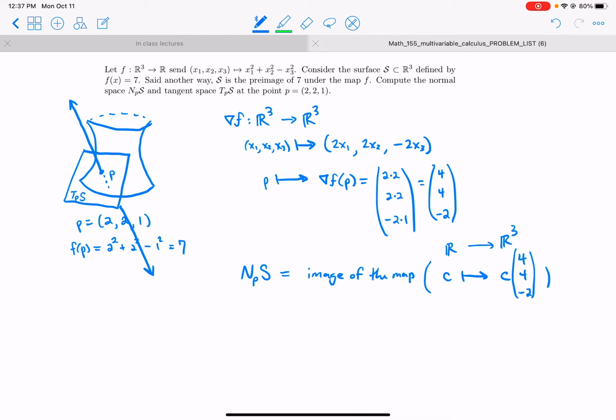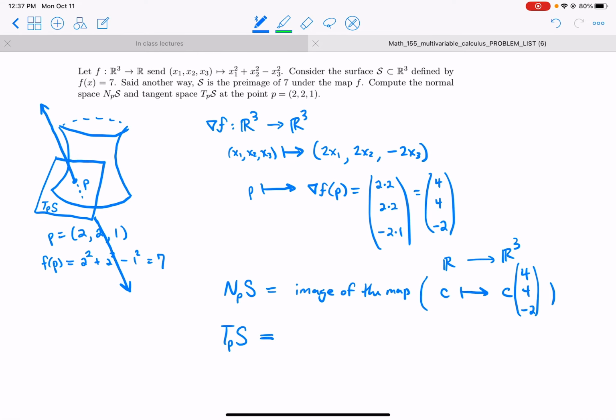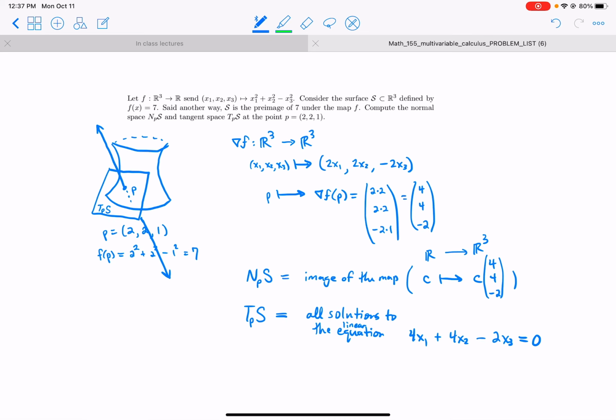And then the tangent space to S is equal to the preimage of a map, or another way to say it is, all solutions to the equation, in fact, the linear equation, 4x1 plus 4x2 minus 2x3 equals 0.